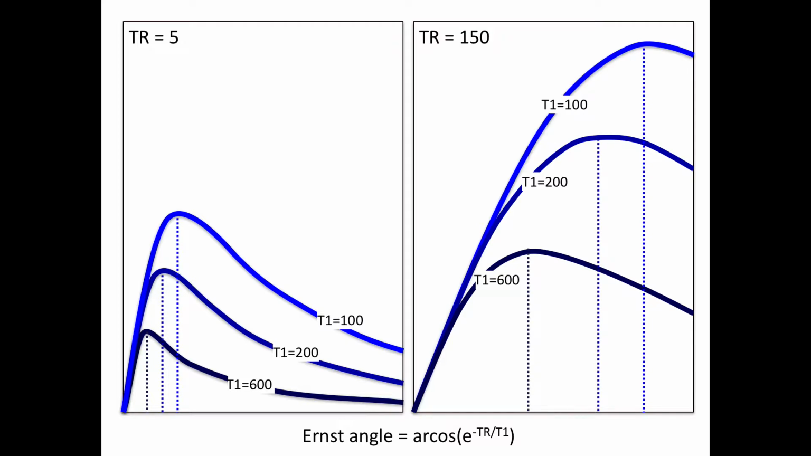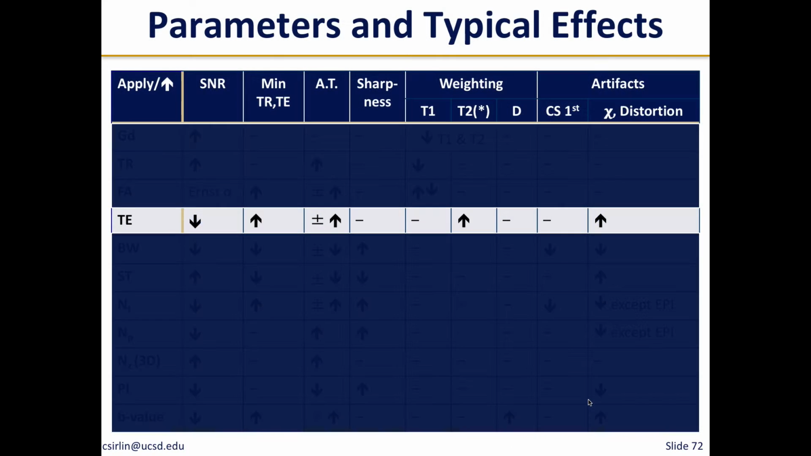Now you know. If your sequence is a TR of 5, like a LAVA, you're going to pick flip angles around 10 degrees. If you're doing a TR of 150, you're going to pick flip angles around 60 to 80 degrees. Okay, let's talk about TE.